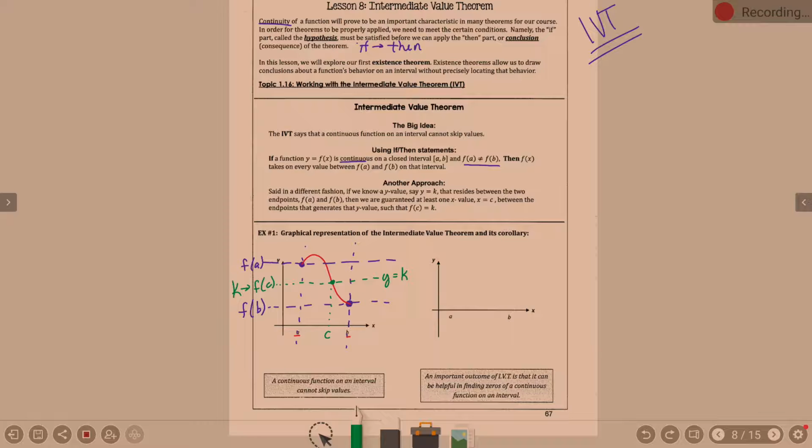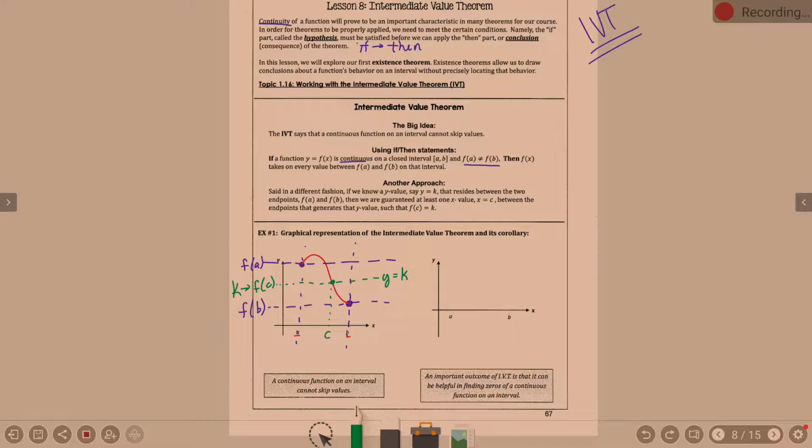Now, I'll give you a moment to get your picture. I'm going to try and re-explain it one more time. Or maybe it's making perfect sense to you. So is it equidistant from f of A to f of B, or is it going to be anywhere in between? Anywhere in between. Okay. No, non-equidistant.